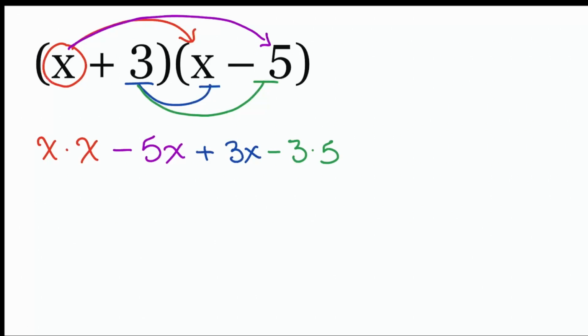But now that we're done with that step, we can proceed to just clean things up. And then we might see that we have one more thing to do. So here, x times x, that's going to end up being x squared. Then we have minus 5x, that is negative, 3x that is positive, and then we have 3 times 5, which is 15, and that'll be negative 15.